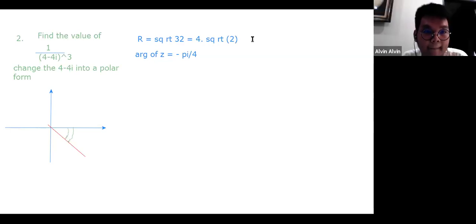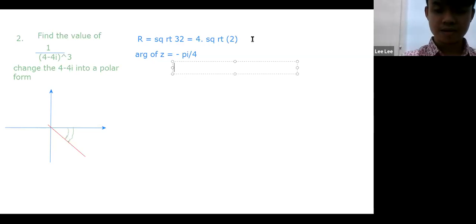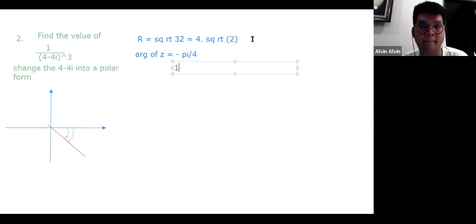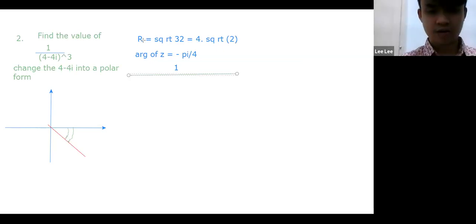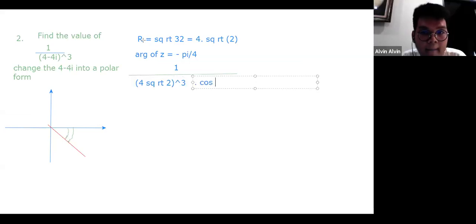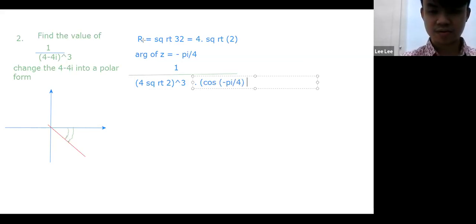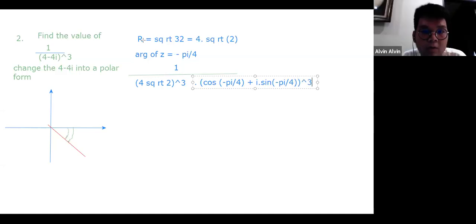Okay, so now I can write it as 1 over, the r I replaced is to the power of 3, right? So open bracket 4 square root 2 close bracket to the power of 3, times cos negative pi over 4 plus i times sine negative pi over 4, all to the power of 3. You understand?